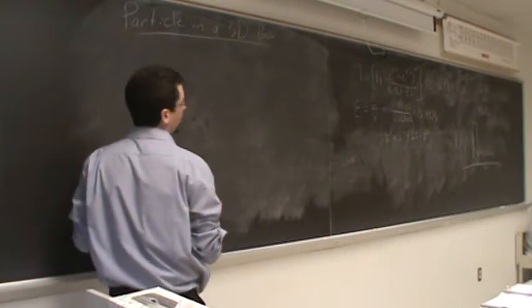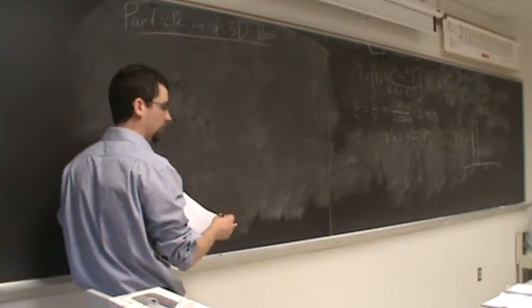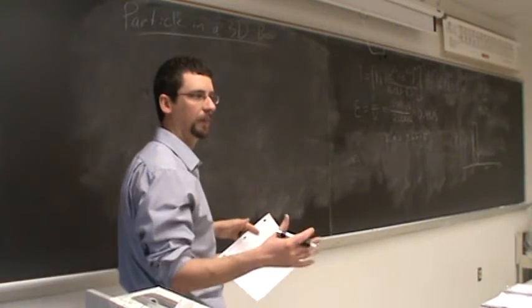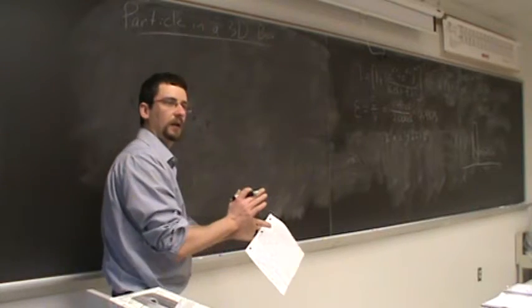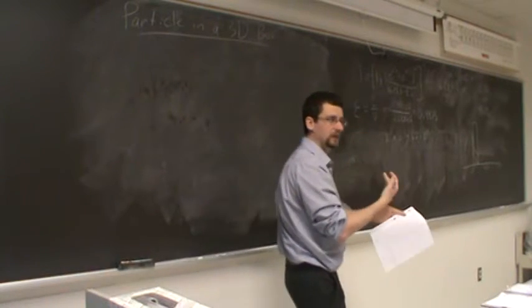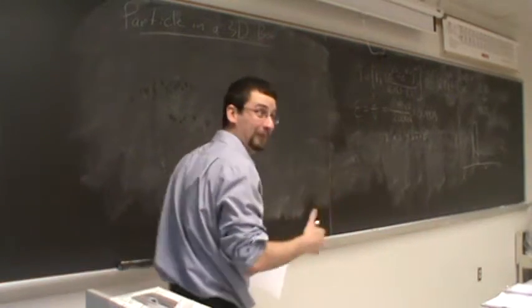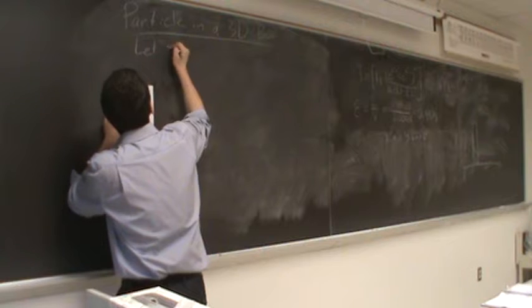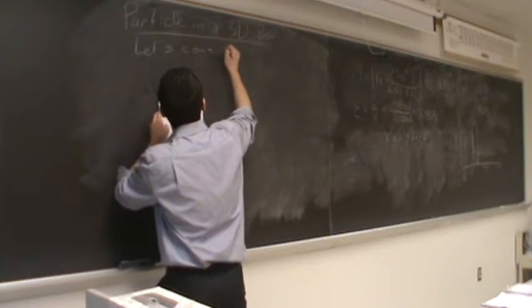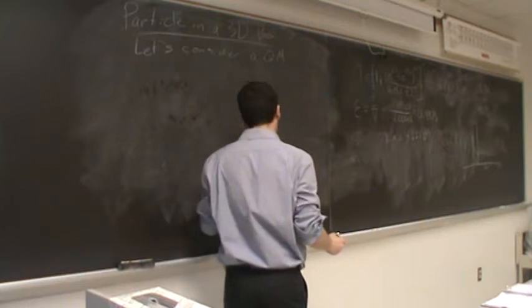Okay, so we're going to consider a quantum system where we're going to be containing our particle in a box of length A in the x direction, length B in the y direction, and then length C in the z direction. Alphabet, it's good. All right, so let's consider a quantum mechanical system.